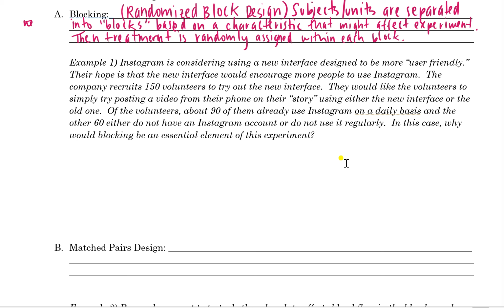In this case, why would blocking be an essential element of this experiment? Basically what they're asking is, I have 150 total volunteers. Why don't I just, at this point, randomly assign treatment to them? Meaning, why don't I just randomly assign half of them to use the new interface and half of them to use the old interface and call it a day? And so why would blocking be a better choice than just randomly assigning treatment right off the bat? You can pause this, discuss for a second, write down an idea, and then we'll continue in just a little bit.